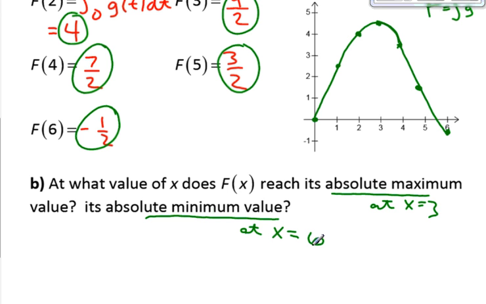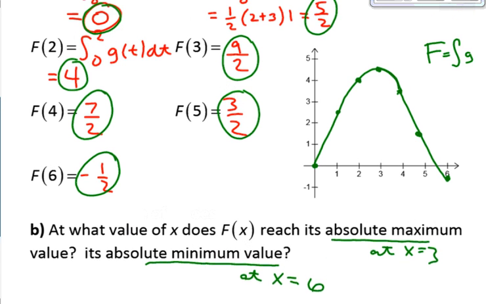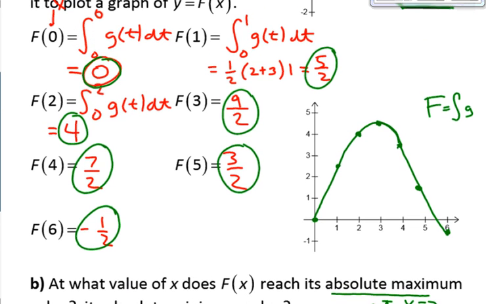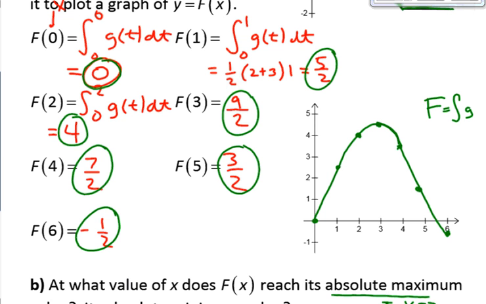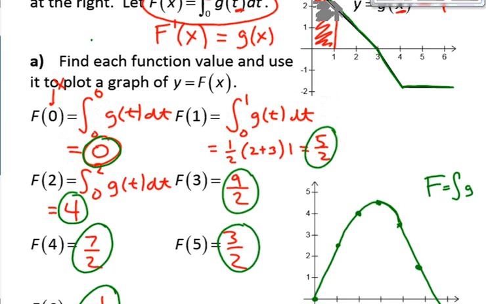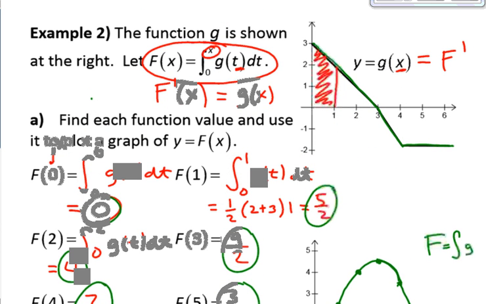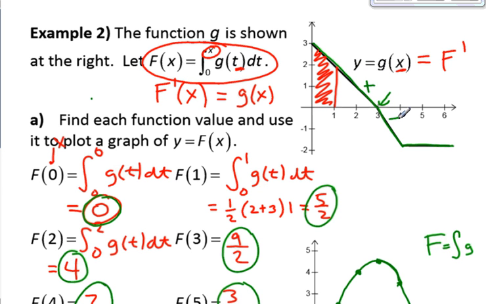So looking here at our values, you can see that the absolute max, the highest value, was at 9/2, which is 4.5, and the lowest value was at -1/2. You can also tell by looking at the graph of g, which is f prime. Right here at 3 is where we had an absolute max, and you can see that the graph of f prime changes from positive to negative with that occurrence, so therefore you would have a maximum there, at least a relative maximum.